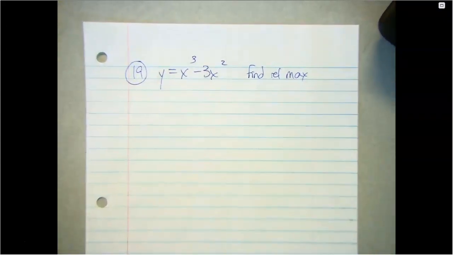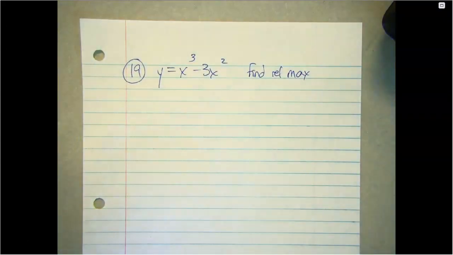Okay, so number 19. Similar idea to the graphing stuff. We're just looking for relative max. We want to know when the original function switches from increasing to decreasing, which means we want to know when the derivative switches from positive to negative. You guys did this when we did the 'here's an equation, do all this and then graph it.' So we're just piecing together, reviewing a little bit.